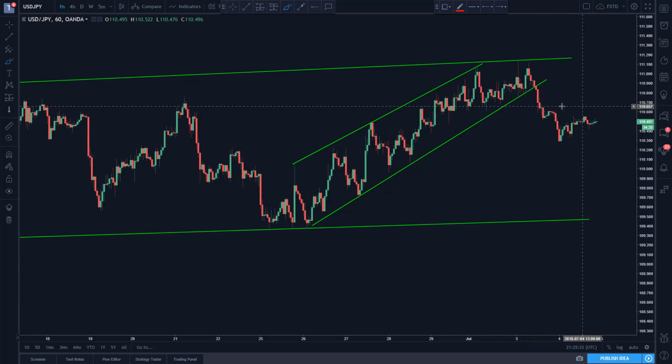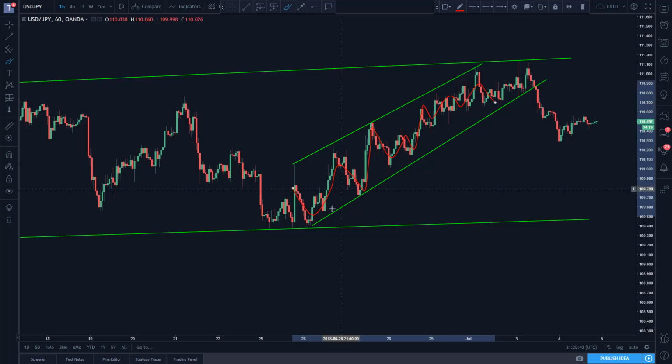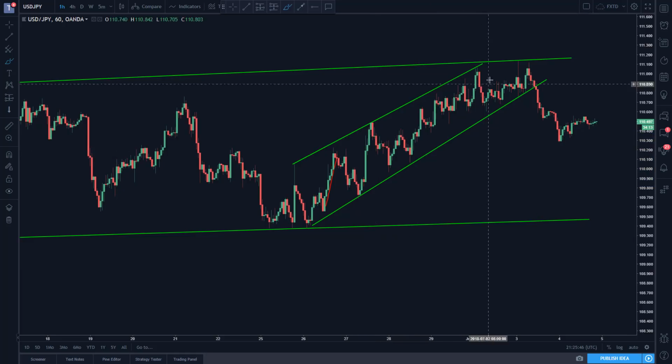So how we do that is this pattern that we're seeing here. This is a corrective pattern. Within it, obviously, there is some impulsive movement, but the largest percentage of this is corrective. And when we see a corrective pattern like this, we're expecting it to either break down or break out. So if it's an ascending channel, then we're expecting a breakdown to the downside.